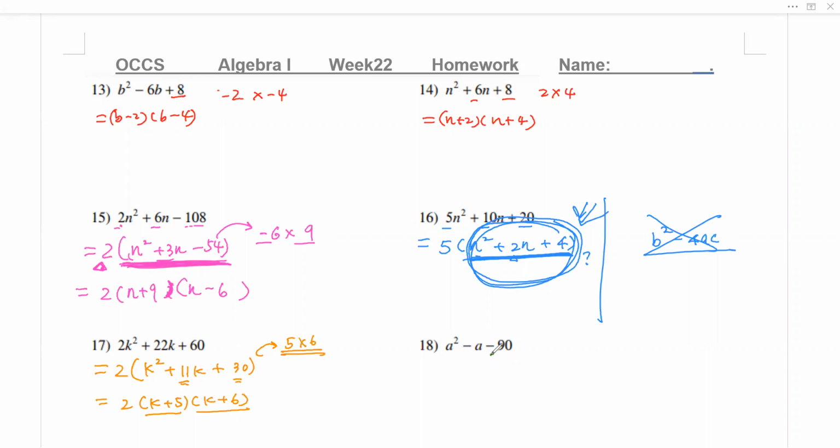So this one is negative 90. Negative 90, which we actually just learned, can be factored into negative 10 and positive 9, right? The sum of them is negative 1. Negative 10, positive 9, right? So this one can be done. All right, let's move on.